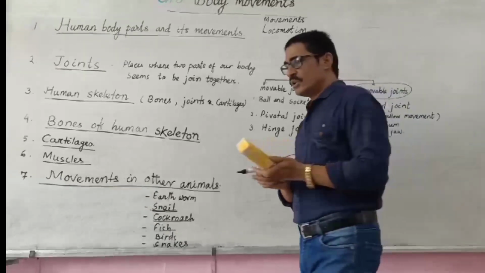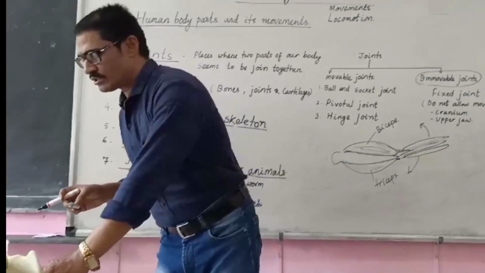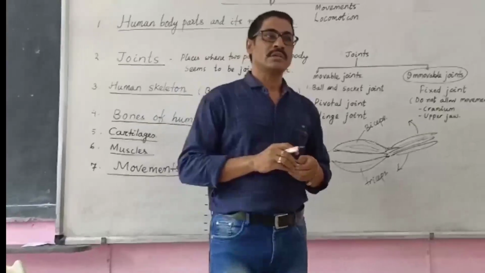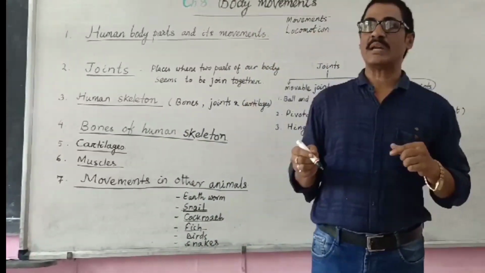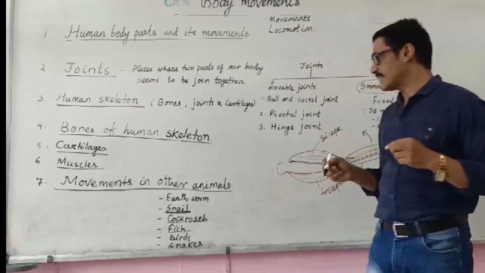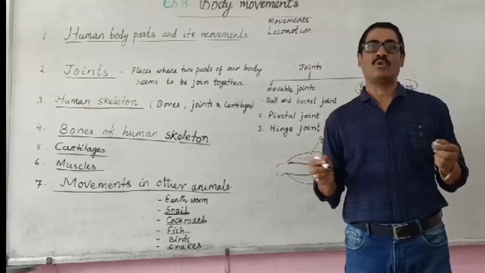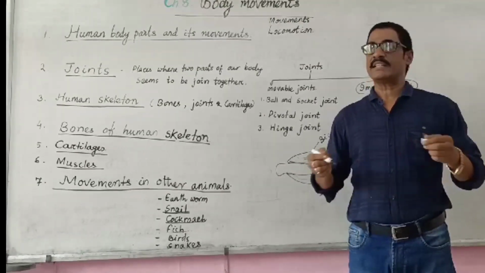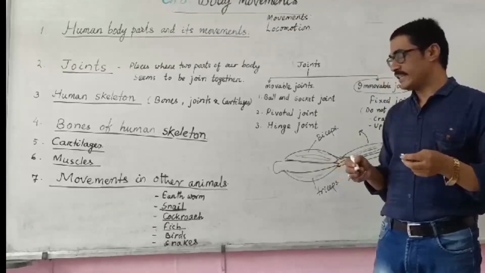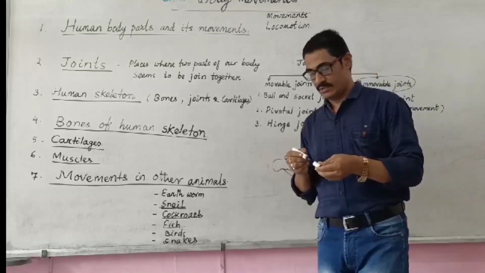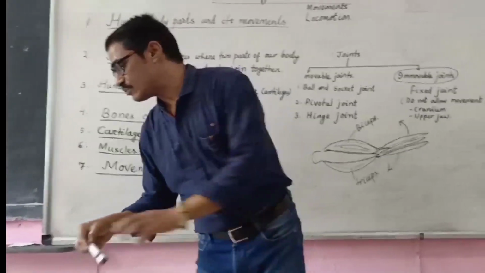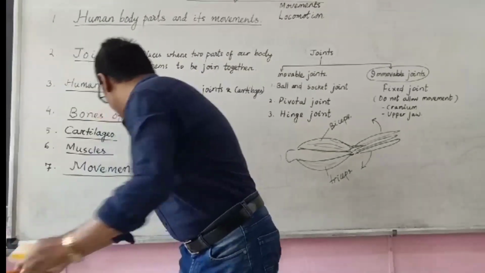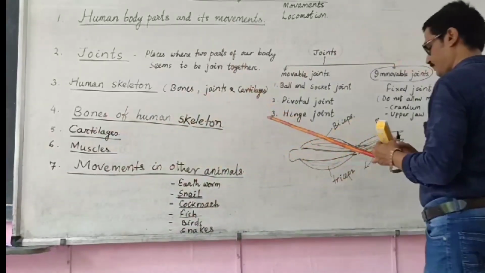So now we'll see whether all animals need muscles, bones and joints to move. What about the earthworm, cockroaches, and snails? They have no bones. Now let us know how these different animals move their bodies differently. We'll discuss one by one. First we'll discuss the earthworm.